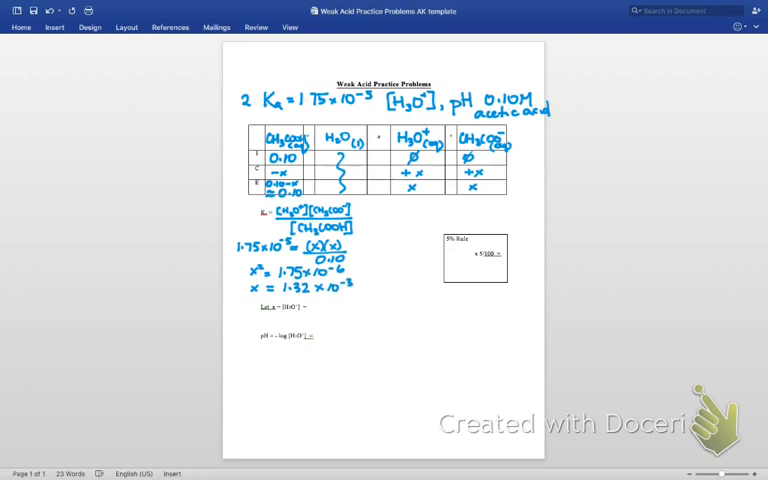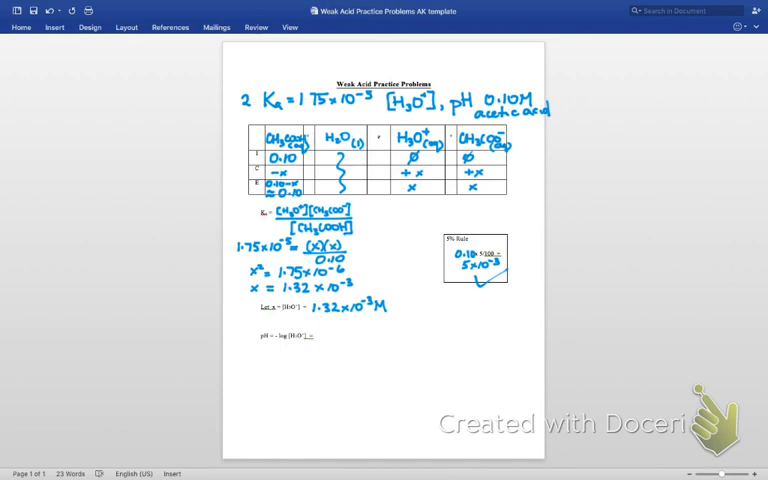Again, we have to check the 5% rule. The original concentration was 0.10, and 5% of that is 5 times 10 to the negative 3. Again, X is smaller than the 5%, so our rule is okay. So if we let X be equal to the concentration of the hydronium ion, then it must be 1.32 times 10 to the negative 3 molar.